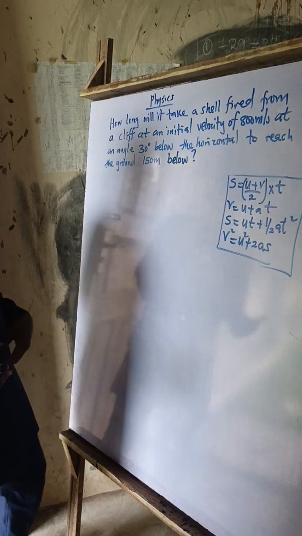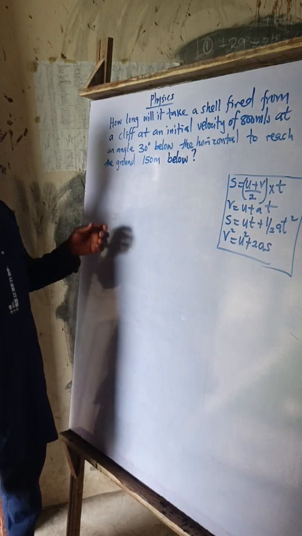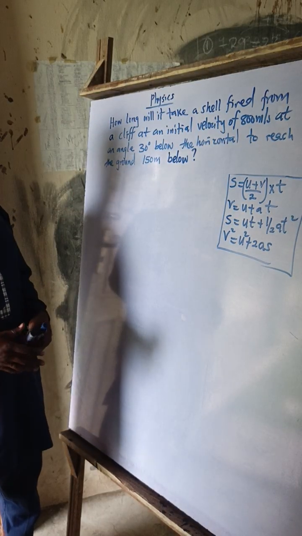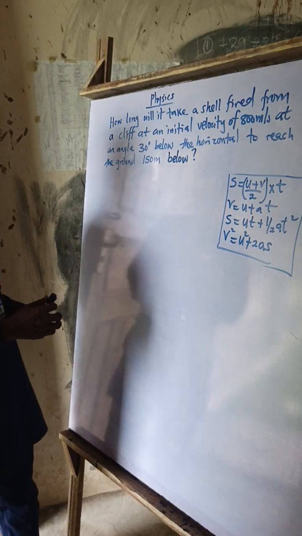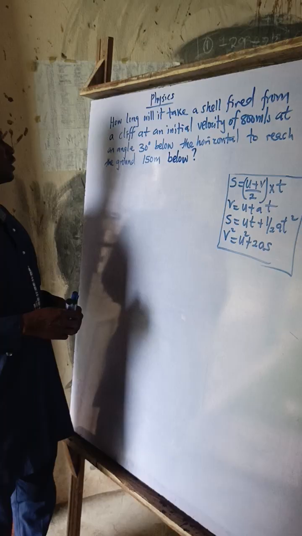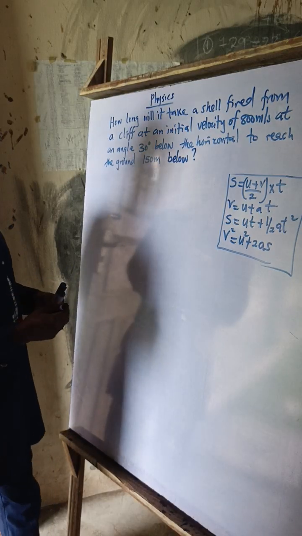So the question before us is on projectile motion. And the question is, how long will it take a shell fired from a cliff at an initial velocity of 800 meters per second at an angle 30 degrees below the horizontal to reach the ground 150 meters below?